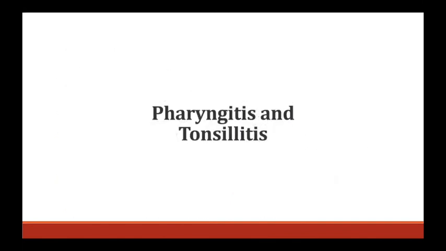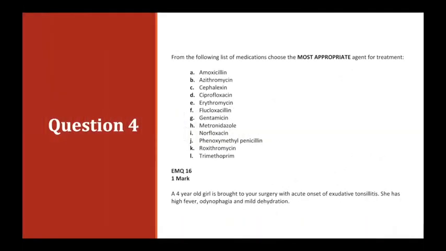Okay, awesome. So the last thing I wanted to focus on is a little bit of the throat and neck stuff. So I'll finish off with pharyngitis and tonsillitis and a little bit of lumps in the neck as well. And I think we're going pretty well for time. So last question for the day. We've got a 4-year-old girl coming with acute tonsillitis. What medication should she be started on?